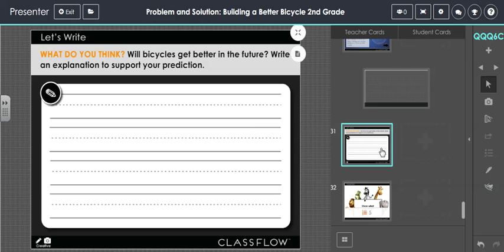Then we're going to skip to the closure section here. So to close it all up, we have a writing activity. What do you think? Will bicycles get better in the future? Write an explanation to support your prediction. So this is just a simple response. They can do this in ClassFlow as a creative response poll, or they can write outside of ClassFlow and take a picture of their work to submit as a creative response poll.